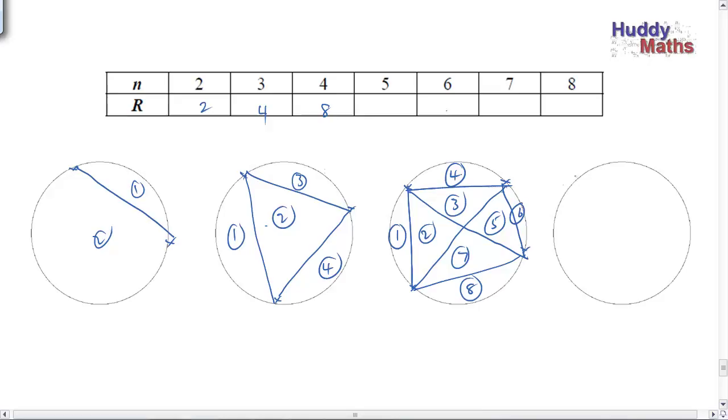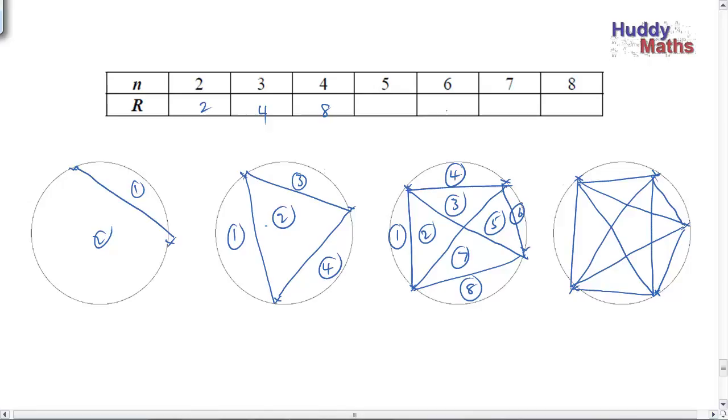5 points, let's do 5. Somewhere down here, 5. So start with 1, join it to each of the others. Then start with the next one, join it to each of the others. And then the last one, join it to each of the others. That one, no, that's not the last one. Here, the last one, join it across to that one. Okay, let's count the regions.